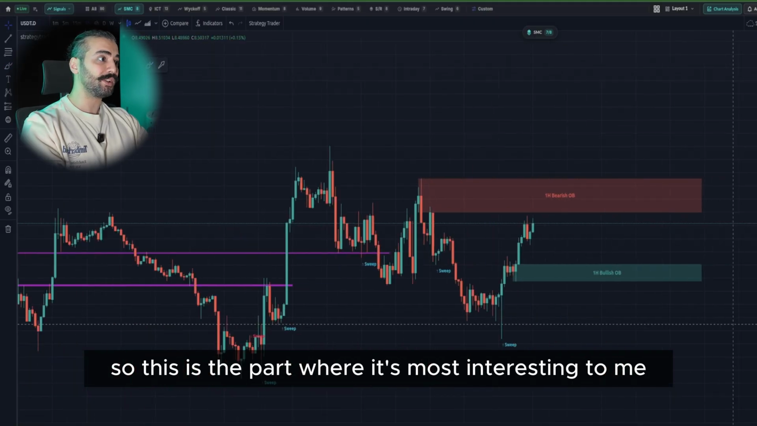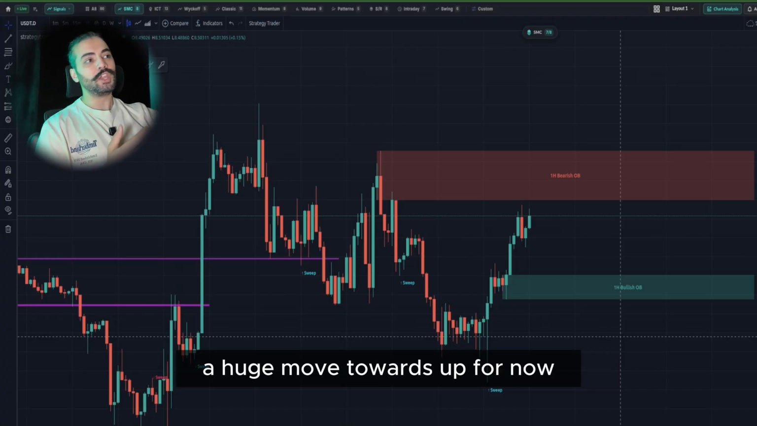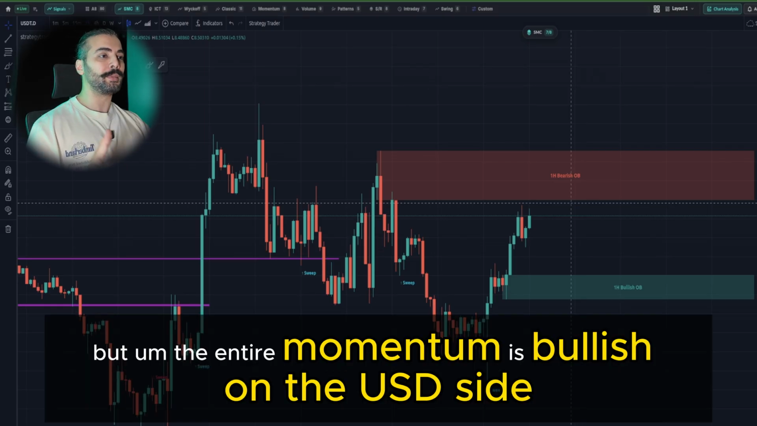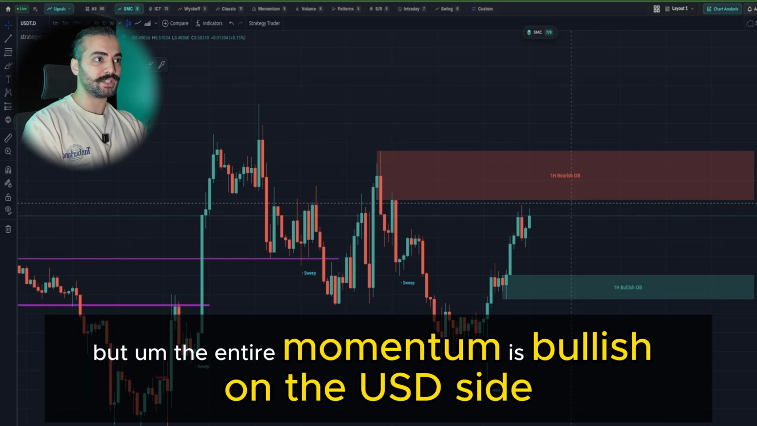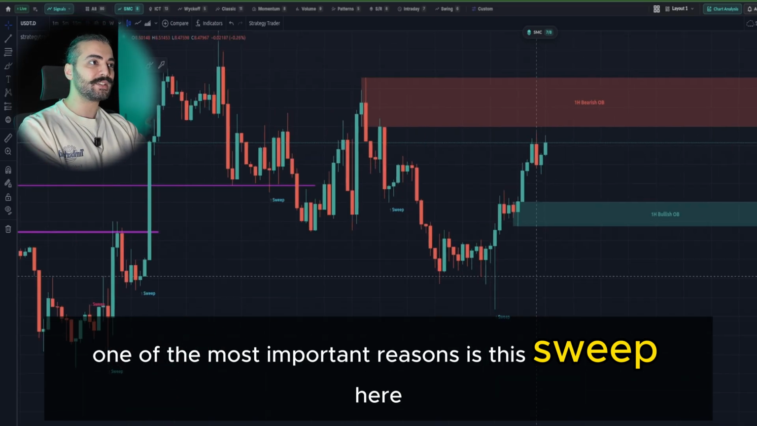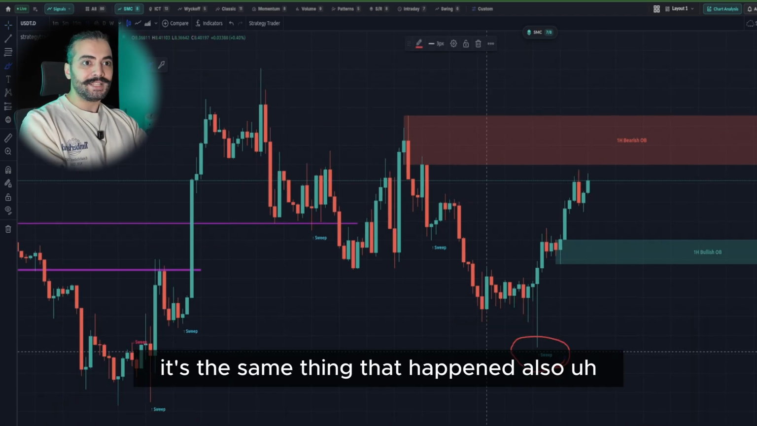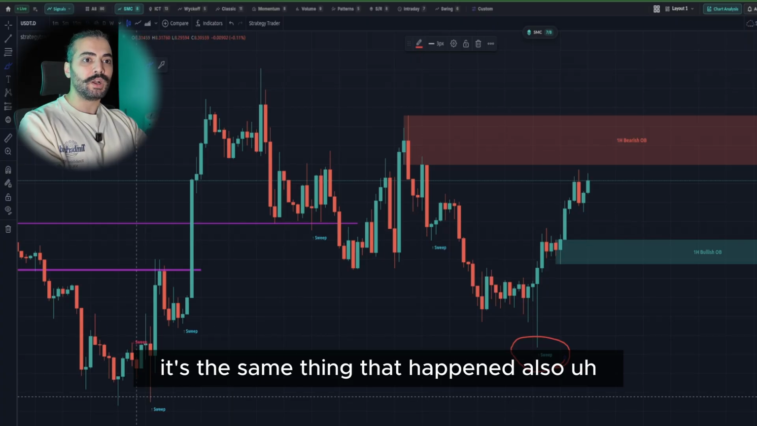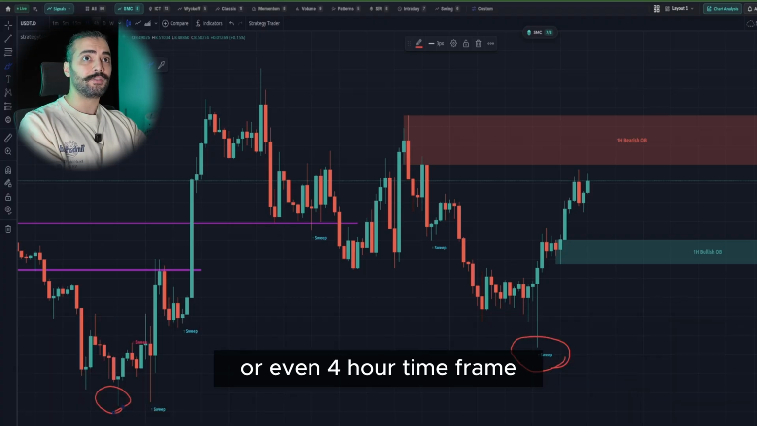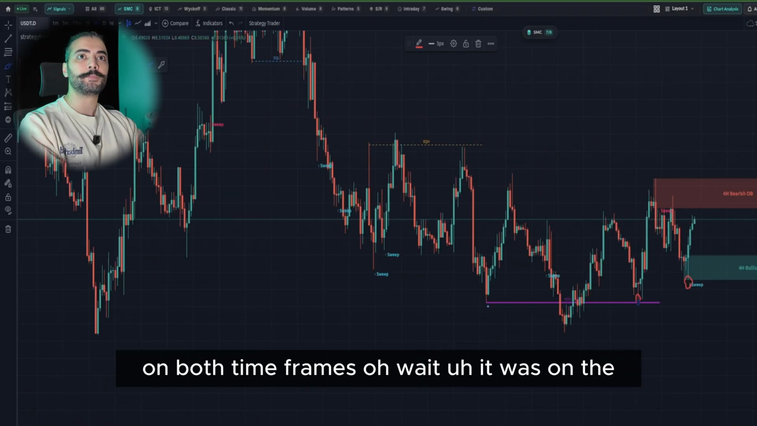So this is the part where it's most interesting to me, because I'm not really expecting a huge move towards the up for now, but the entire momentum is bullish on the USDT side, so it's gonna be bearish on the Bitcoin side. One of the most important reasons is this sweep here, okay? This is very common. It's the same thing that happened also, we had it in the daily time frame or even 4-hour time frame, on both time frames.